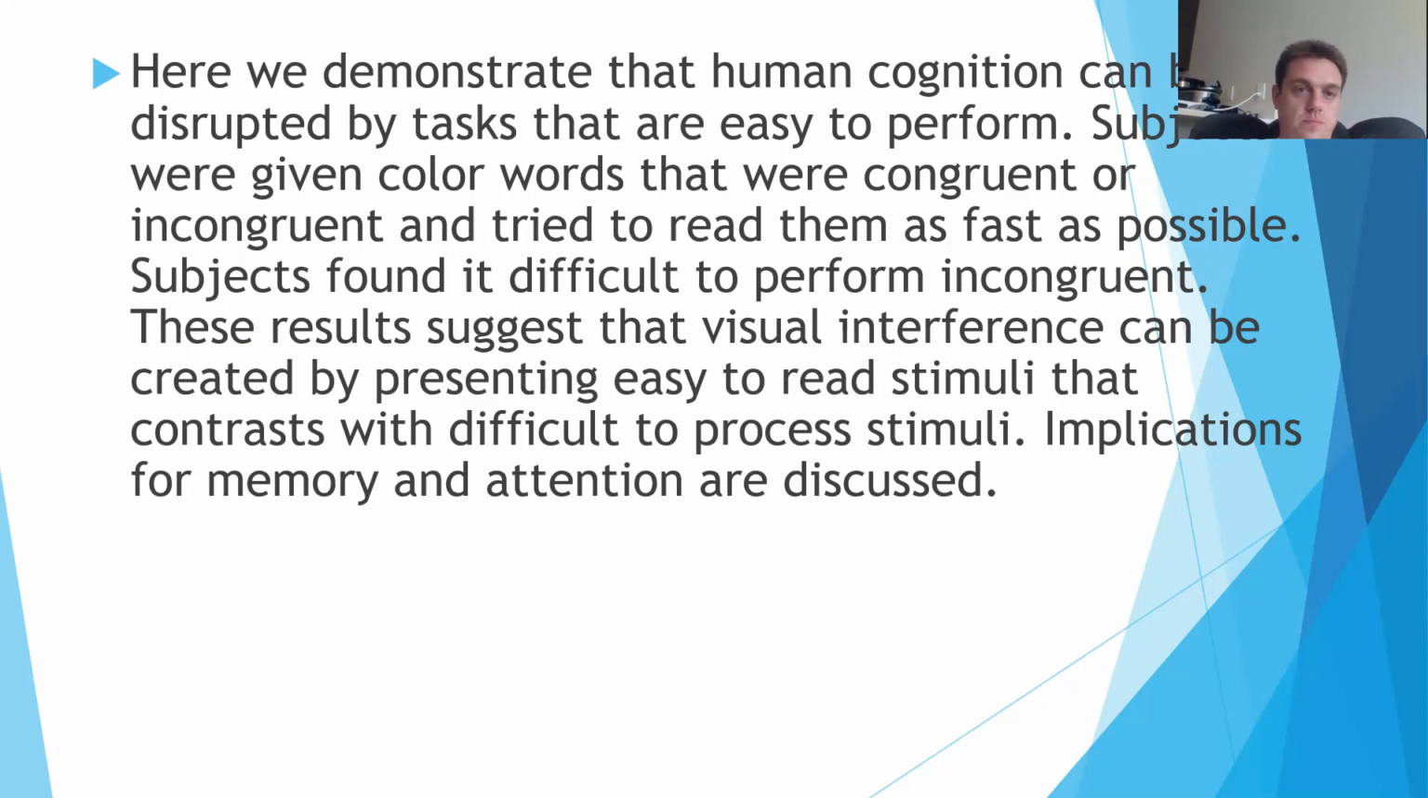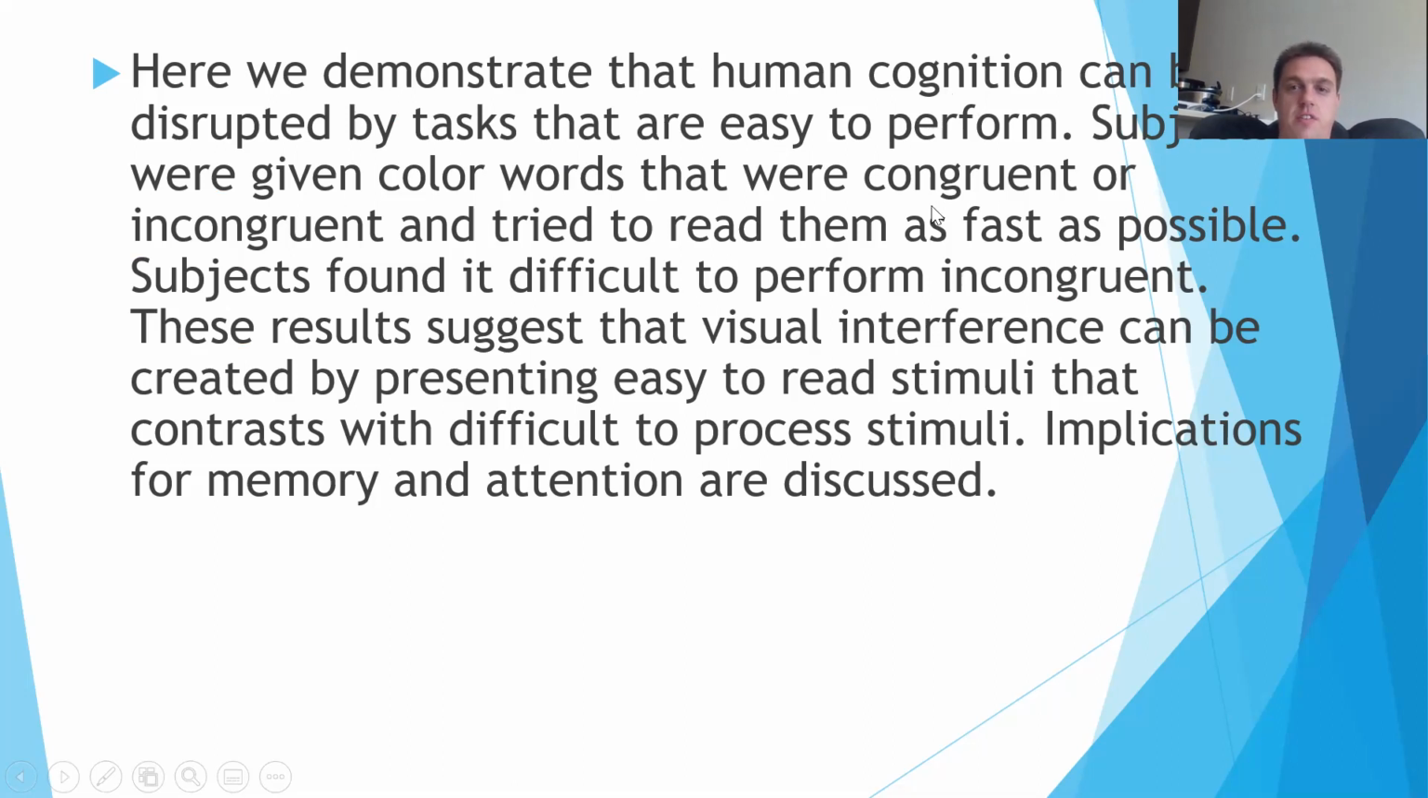Okay, so a bunch of things here. Here we demonstrate that human cognition can be disrupted by tasks that are easy to perform. Well, that's a pretty vague statement, right? Human cognition, what does that mean? That could mean memory, problem solving, attention, could mean a million things, right? Be more specific: processing ability, processing speed, something like that, right? Tasks that are easy to perform. Again, that's okay, I guess, but still a little bit vague.